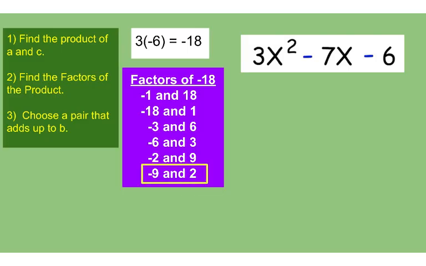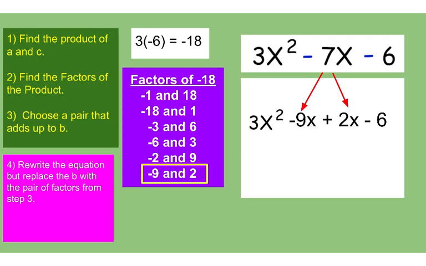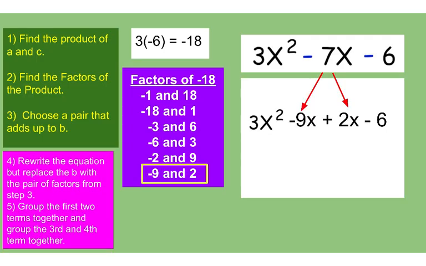So next, I'm going to rewrite the equation, but instead of negative 7x, I'm going to replace that with the negative 9 and 2, or the factors of negative 18, like so. Next, I'm going to group the first two terms together and the last two terms together.